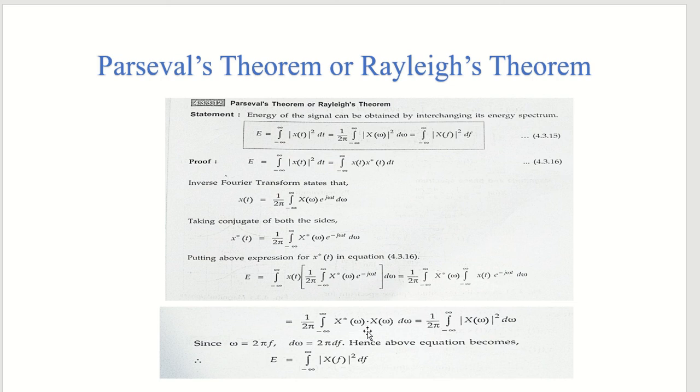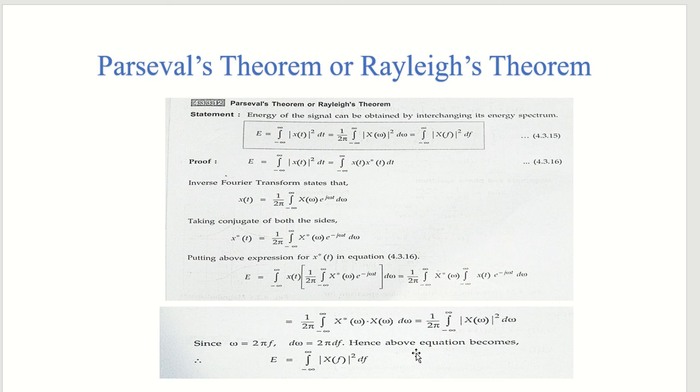Now again, what does this formula state? It is again showing you the formula for 1 by 2 pi, the integral from minus infinity to infinity of the modulus of X(omega) squared d omega, right? And because you know that omega is equal to 2 pi f, when you take the differentiation, d omega will be 2 pi times df. So you can also write this formula in terms of f as well. So energy will be the integral from minus infinity to infinity of |X(f)|² df.